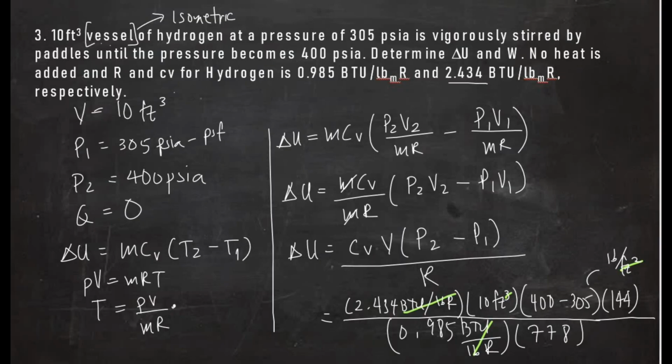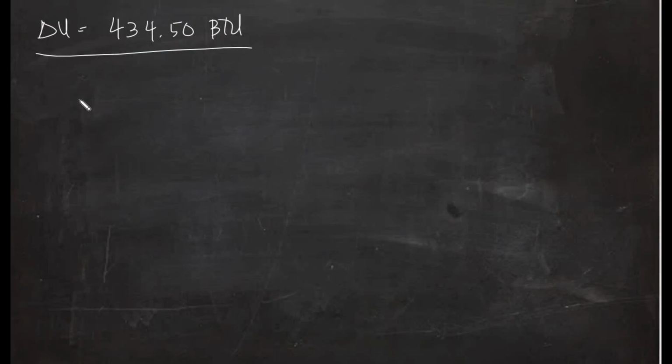Now, the next unknown in this problem is our work. This problem is a bit peculiar because, as I've stated in the previous two problems, the non-flow work is equal to 0 for an isometric process. But there's another formula used to solve for the non-flow work: Q is equal to delta U plus the non-flow work. In the previous problems, Q and delta U were equivalent, so the non-flow work was 0. But in this problem, Q and delta U are not equal quantities. It says in the problem that Q is 0 because no heat is added. So Q and delta U are not equal in this specific case.